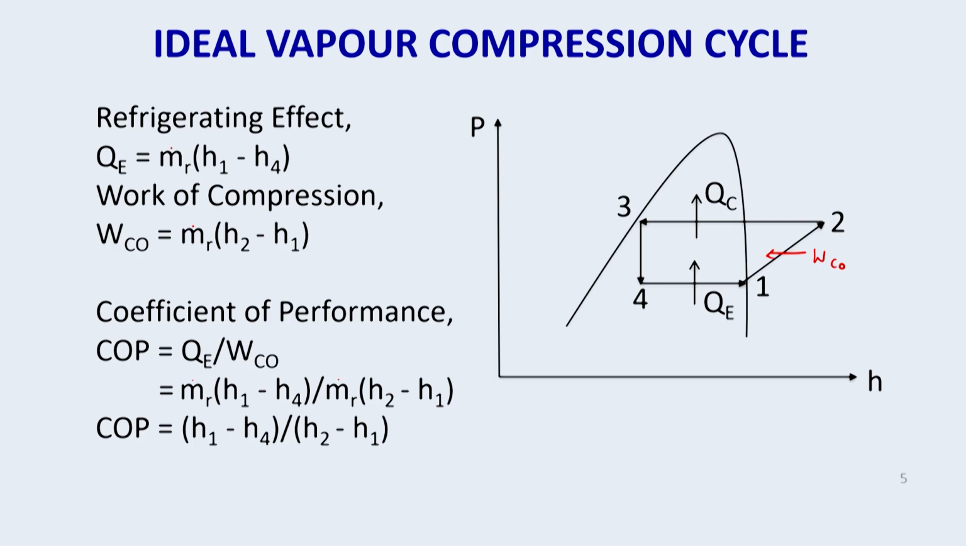So it is the mass flow rate of refrigerant times the enthalpy H2 minus H1, and for QE it is H1 minus H4 enthalpy. So when you divide, the mass flow rate term will get cancelled. The COP of an ideal vapor compression cycle is H1 minus H4 divided by H2 minus H1.